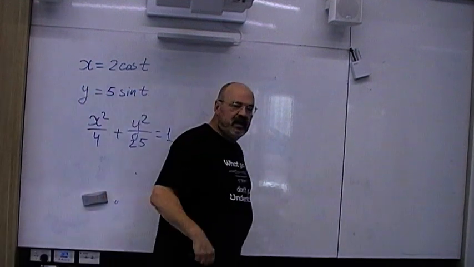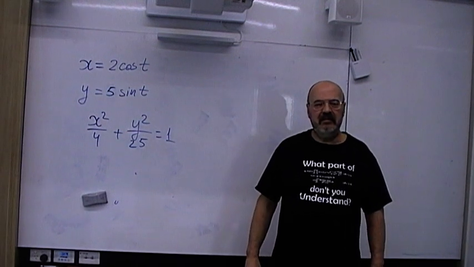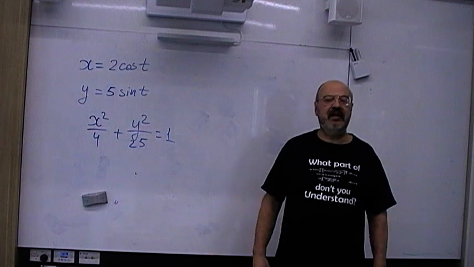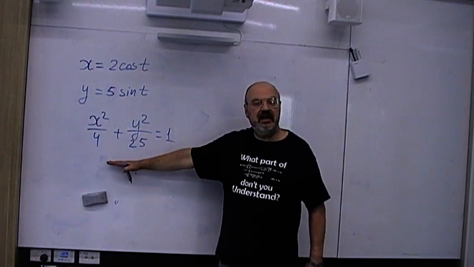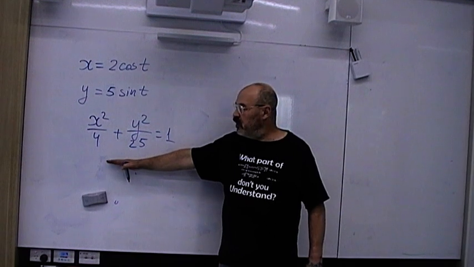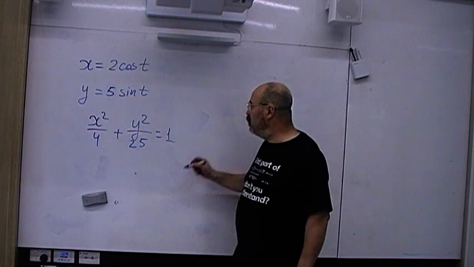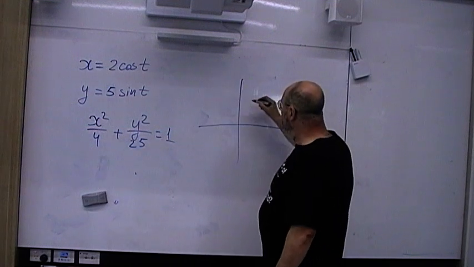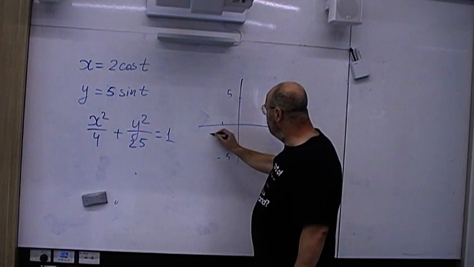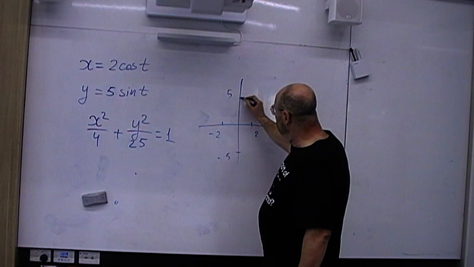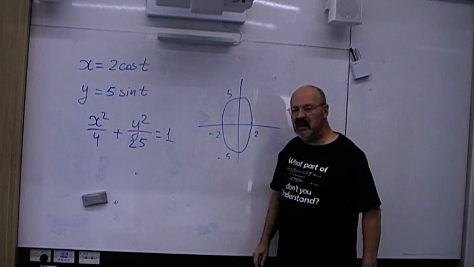What shape do we obtain in this case? It's an ellipse. What is the center of the ellipse? 0, 0. What are the horizontal and vertical semi-axes? 2 and 5. So if we sketch this graph, that will be from negative 5 to 5 vertically, negative 2 to 2 horizontally, and it will be something like this.